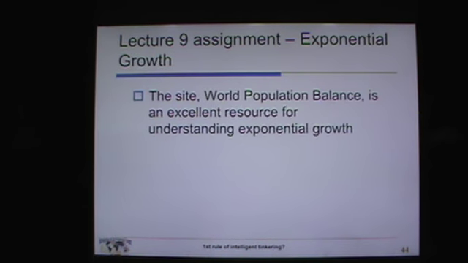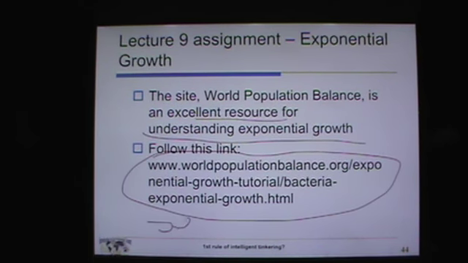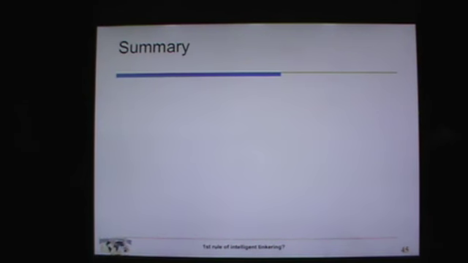So this is the assignment for Lecture 9. It's on exponential growth. It's a site called World Population Balance. Excellent resource for understanding exponential growth. This is a link. Actually, that's not hot linked here, but it's on D2L. This is available for you to work on if you've already finished the Lecture 8 assignment in particular. All right, what will we talk about in this lecture?